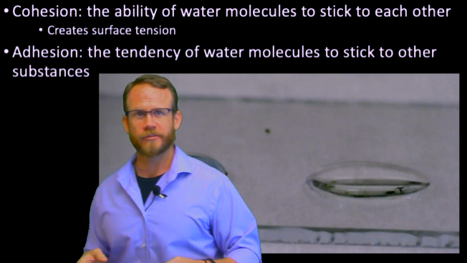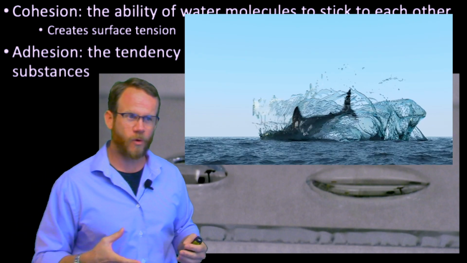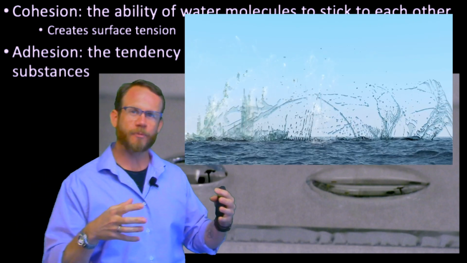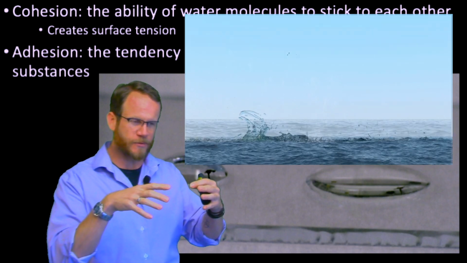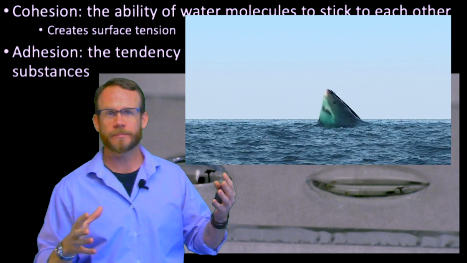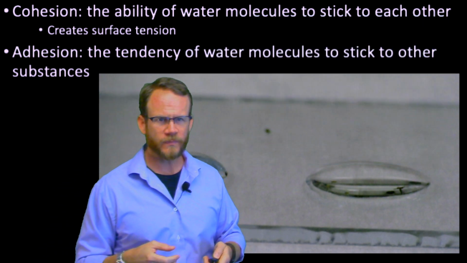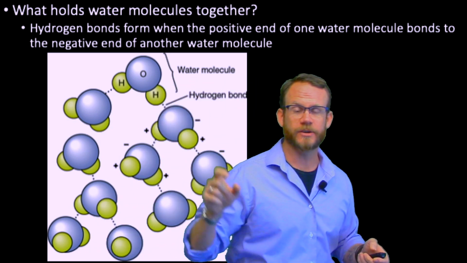Also, a little more terrifying, if you've ever seen something like this, a great white shark coming out of the water, it doesn't immediately break the surface. So I can slow that down a bit. There's a bit of time where there's this film covering whatever animal's coming out of the water, and that's, again, because of those cohesive properties. And that's all because of these hydrogen bonds.